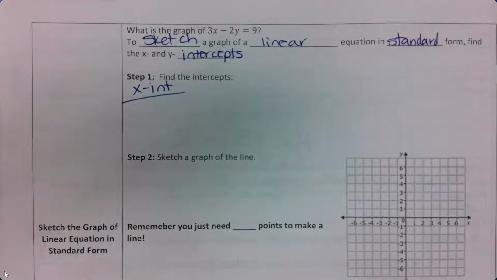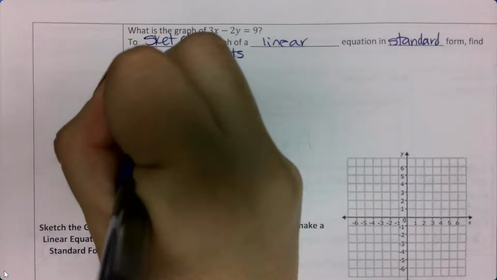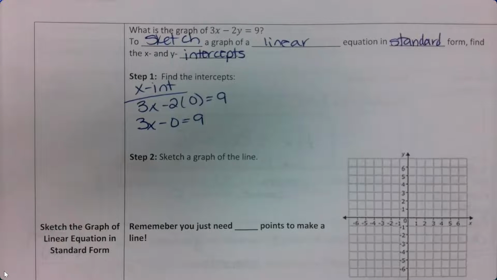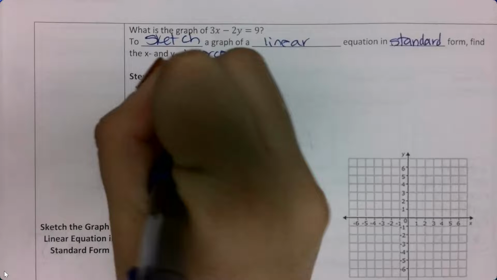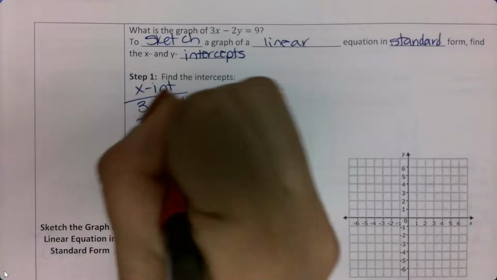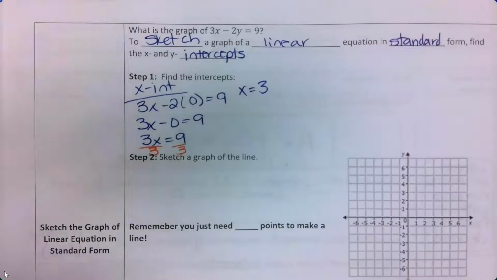So to find my x-intercept, what am I plugging 0 in for? Y. I always plug it in for the opposite letter. Okay, what is 2 times 0? Okay, then what? Divide by 3. I want to rewrite it first without the 0, and then I'll divide by the 3. So 9 divided by 3 gives me... So how do I write that? 3, 0.